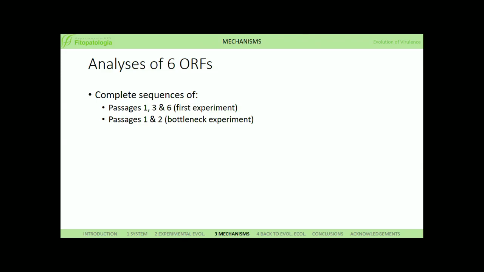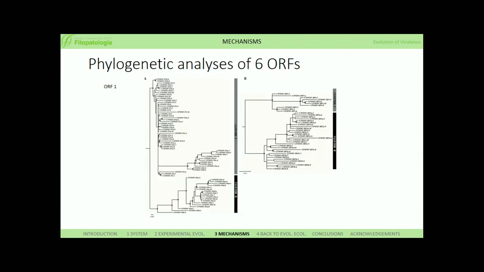With this virus, because it's much smaller than a myxoma virus, for example, or if you imagine some prokaryotic or eukaryotic pathogen or parasite, you can sequence the whole genome. And so all of the virus population was sequenced from first, third, and sixth passages and the first and the second in this experiment. And that allows several analyses to be made.